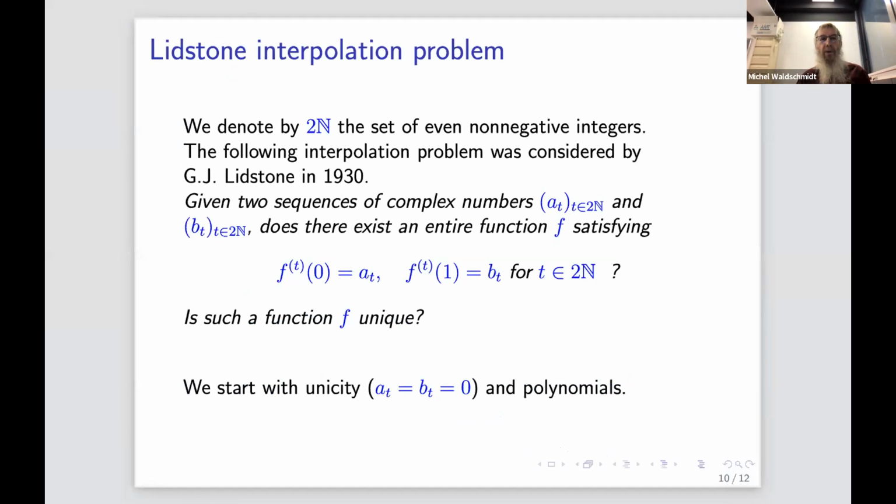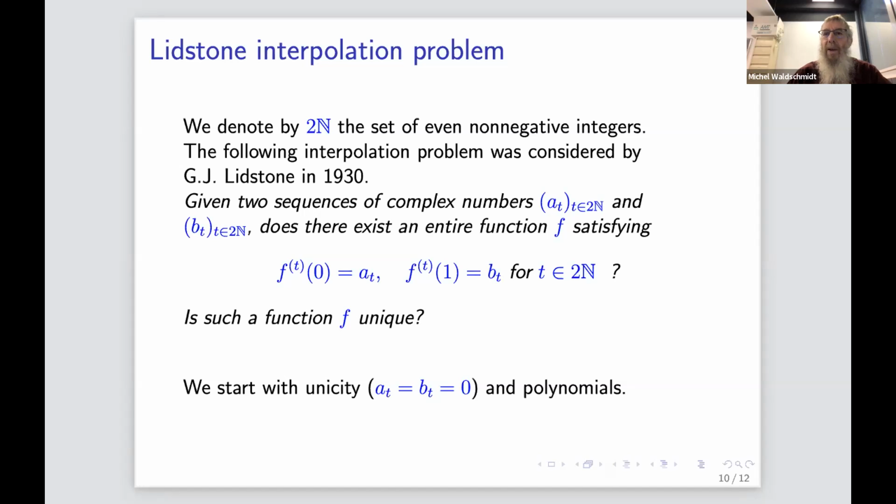Okay, so the problem of Lidstone is when you have 2 sequences of complex numbers with the indices which are even integers, does there exist an entire function such that the derivatives of even order at 0 and 1 are the given numbers a_t and b_t? And is such a function unique?